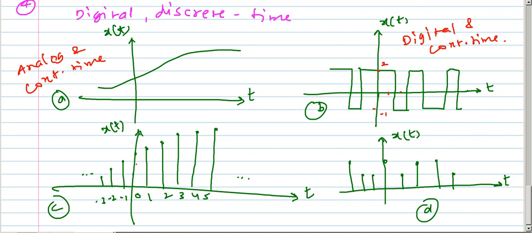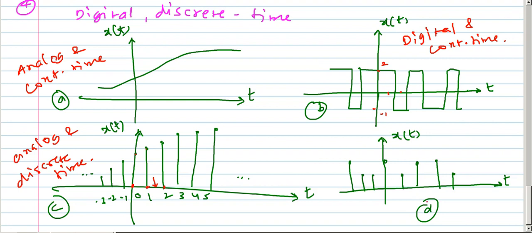And look at this third signal. This is defined only at fixed time instances. This is defined here, here and here. And at this point, if you consider this point, there is no value of this signal. So this is a discrete time signal. There is a discretization of the time axis. So this is discrete time, but when you look at the vertical axis, we can see that this signal is free to take any value, which means this signal is analog in nature. So this is the example of an analog and discrete time signal.